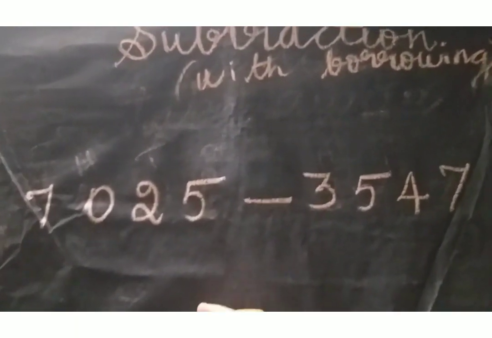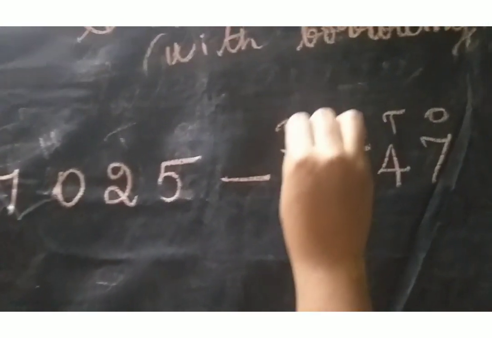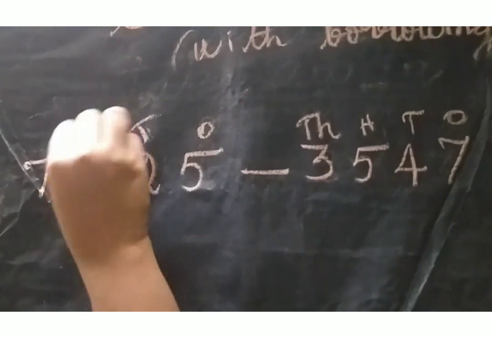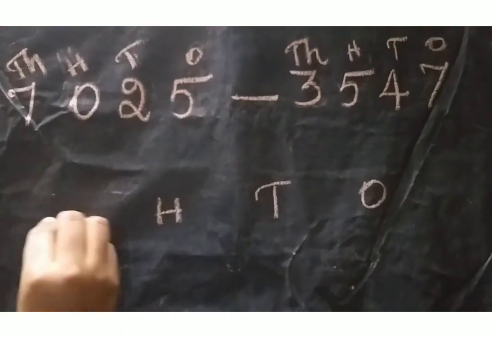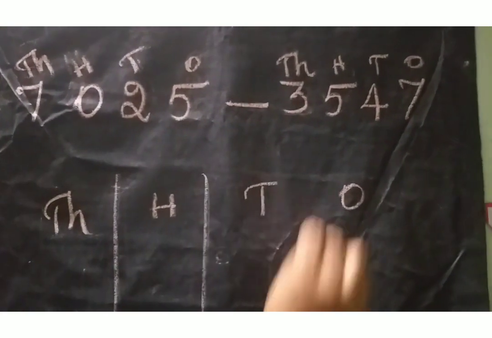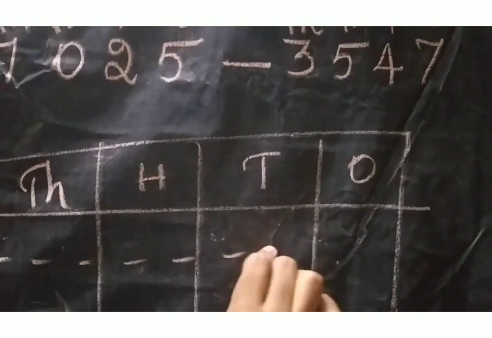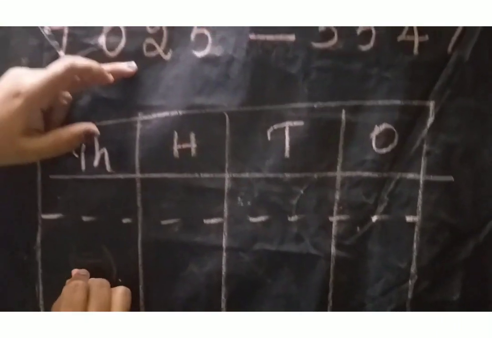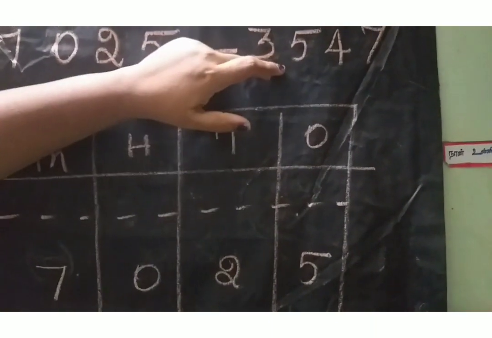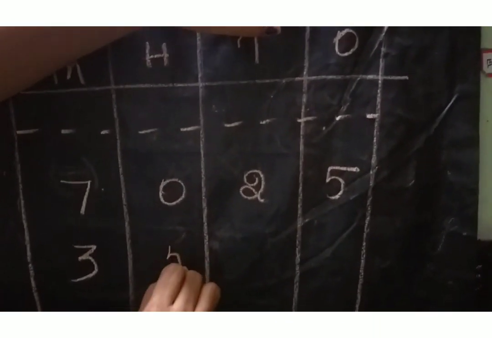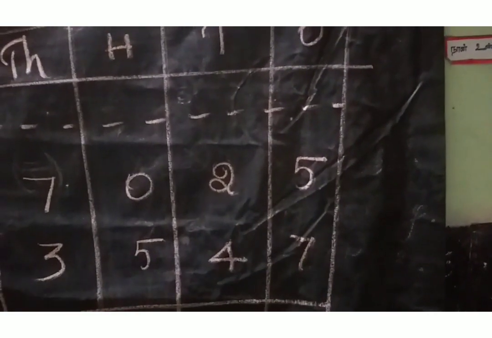Next, we are going to see 4-digit numbers. Immediately, you should write the places: ones, tens, hundreds, thousands. Write them and draw the place box. And put the dotted line also. And the first number is 7025. And the second number, point out with your other finger and write the number correctly: 3547. And close the box.